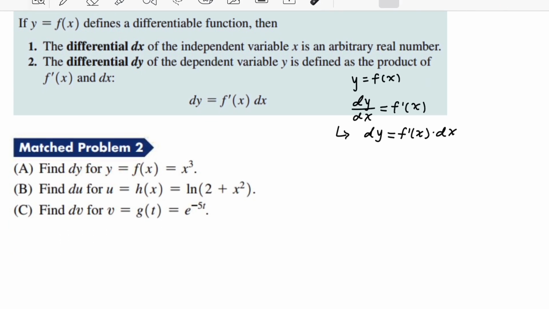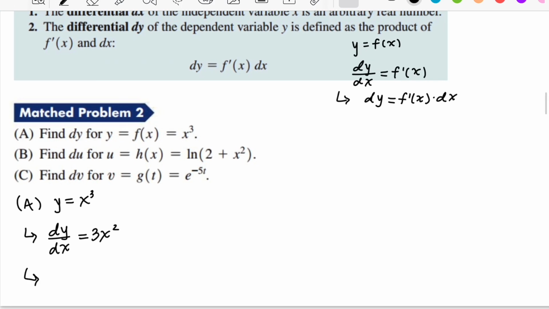For a here, we're given our function is x cubed, and we want to find dy. So we know y is equal to x cubed. And so what we're going to do is find dy dx, which we know is going to be the derivative of y with respect to x. So it's going to be 3x squared. And then we want to find dy. So we'll do so by multiplying by dx on both sides. So we get dy is equal to 3x squared dx.